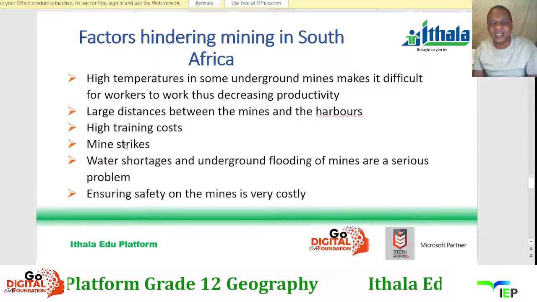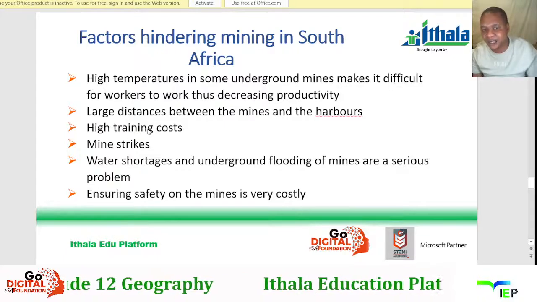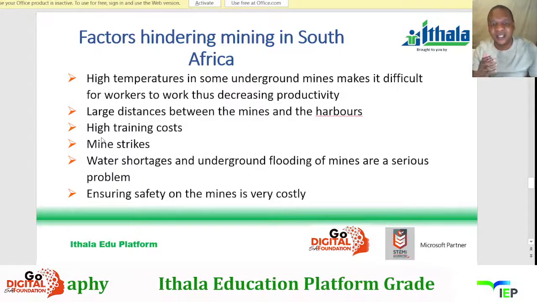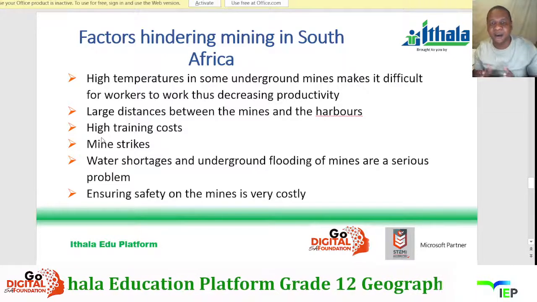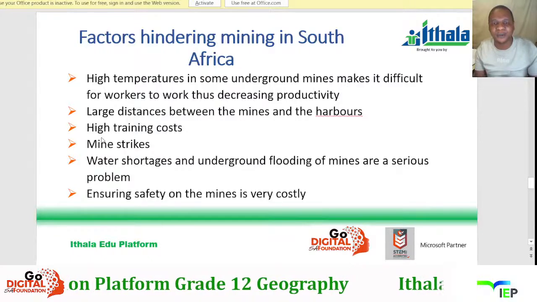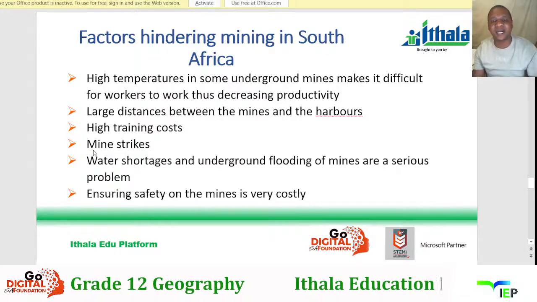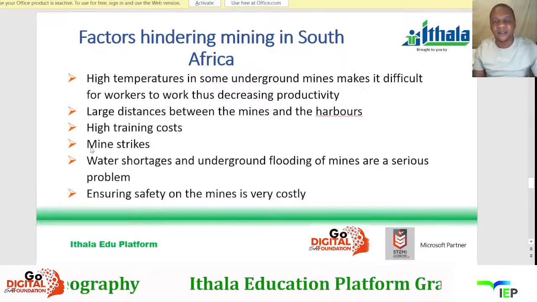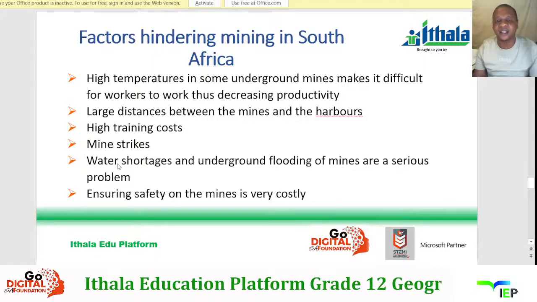Another factor hindering mining in South Africa is the high training cost. It's very difficult to conduct training, because at times you need to get people from as far as overseas, because we need to get that skill so that our miners can be well equipped. No one is knowledgeable in terms of mining, but you need proper training. As well as mine strikes: mines often have strikes, so it makes it difficult for production to continue.